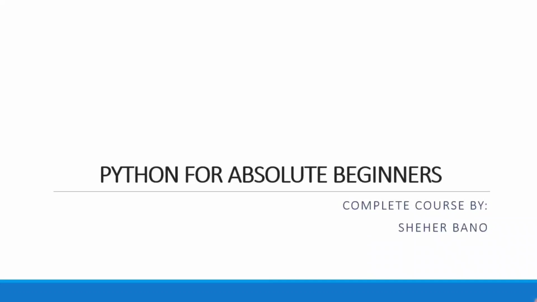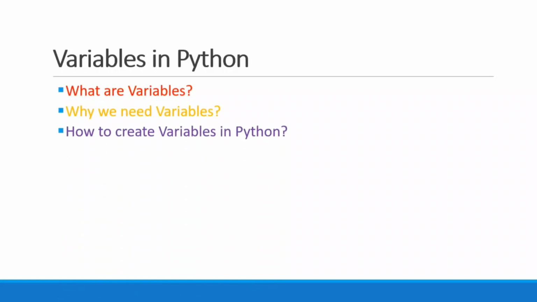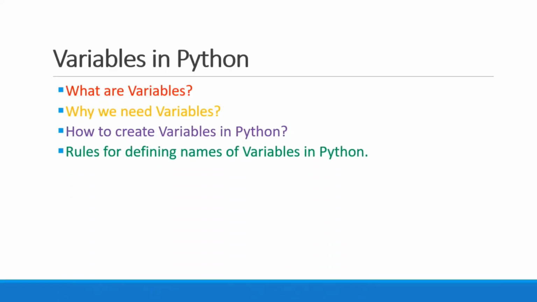In this video, I will explain variables in Python. I will explain four major things about variables in Python in this video. So the first thing is what are variables? Number two, why we need variables? Then how to create variables in Python? And the last one is rules for defining names of variables in Python.